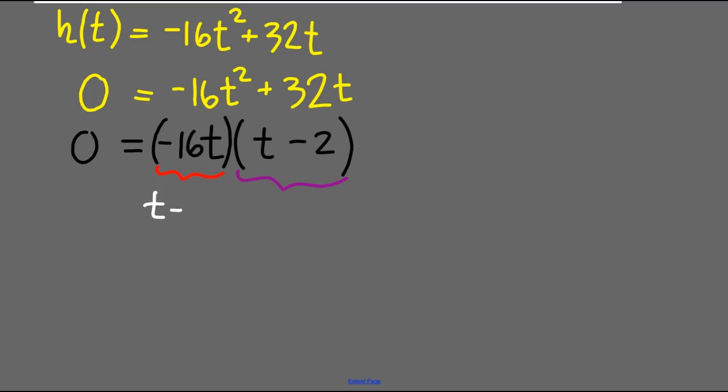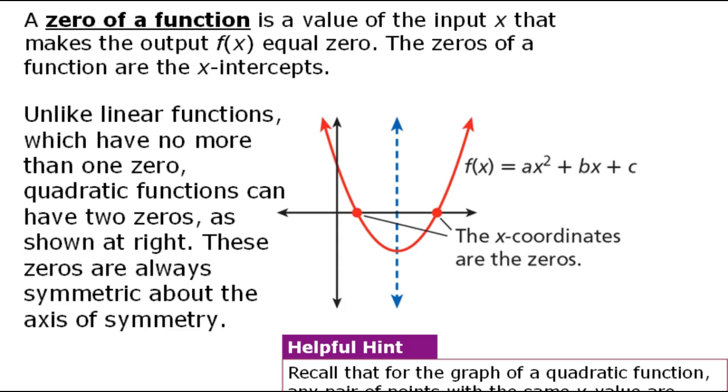So in this case, t equals 0 makes the red factor 0. So that would be 0 times negative 2, which is 0. And the purple factor would be t equals 2. So that means at 0 seconds or at 2 seconds, that's when the ball is on the ground and has a height of 0. Okay? So we're going to start doing this solving by factoring here to solve quadratic functions.